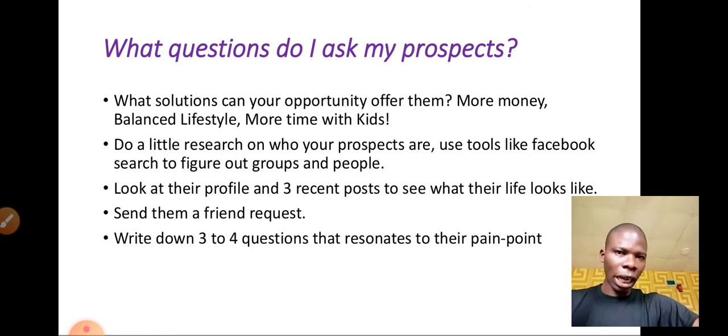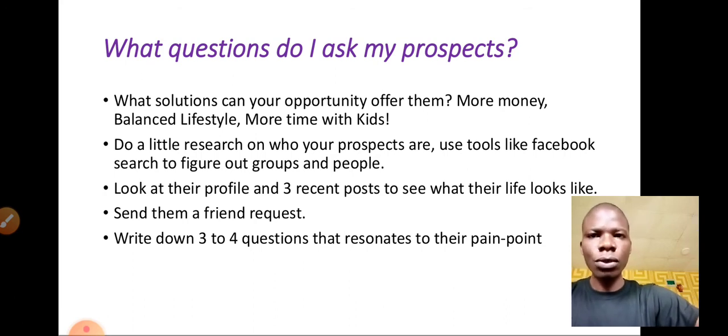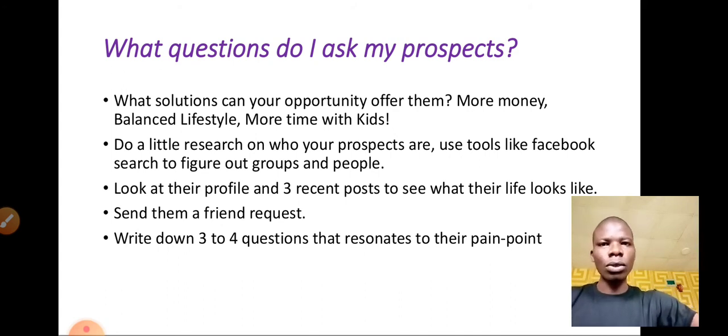Financial freedom, more time with kids, need an alternative power supply, need healthcare services, need skincare services, want to take care of this, want to take care of that. And when you look at the profile of people who are already asking these questions, you can look at what their life looks like by looking at some of the posts they made and what their pain points are. You can send them a friend request, and then you can write down 3 to 4 questions that resonate with their pain point. And then you can now come up with a copy that relates to a question that they are going to answer. You can tell them, do you mind filling out so and so form?